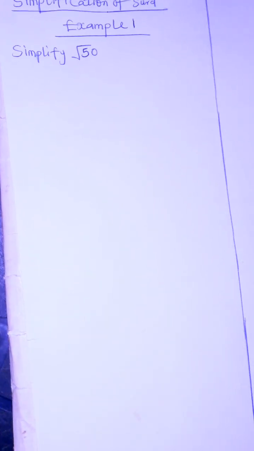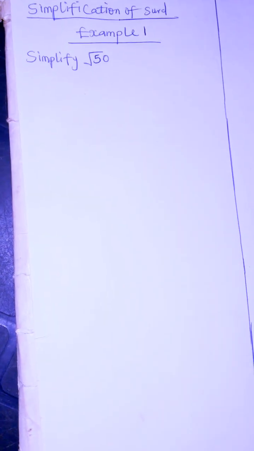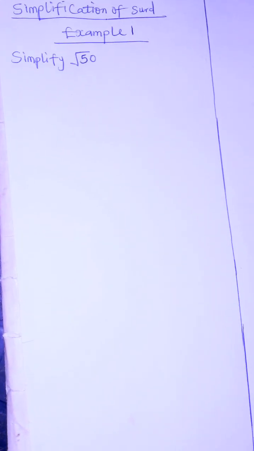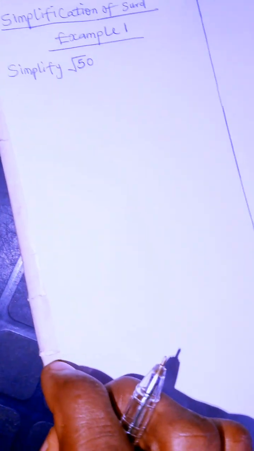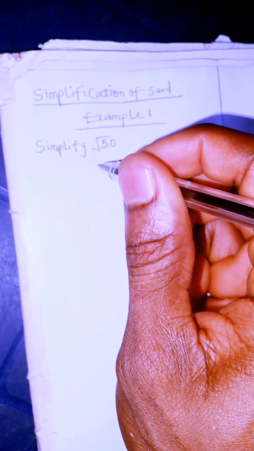So today we are going to be simplifying. We are going to be solving some examples under simplification of surd. I will be making this video very brief. I'm going to be solving examples from 1 to 4. Each video I'm going to be solving one example. So we have an example in front of us. Simplify root 50.